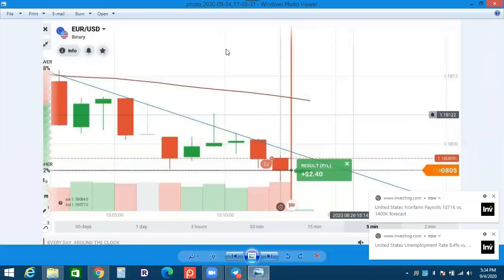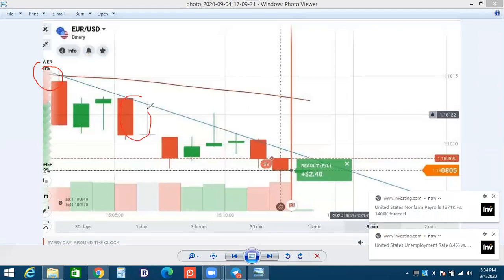So there are 2 points. The 2 points, it's a doji, and then a red candle we can count. After touching and we find the red candle, the next candlestick goes down. And this is the strategy.